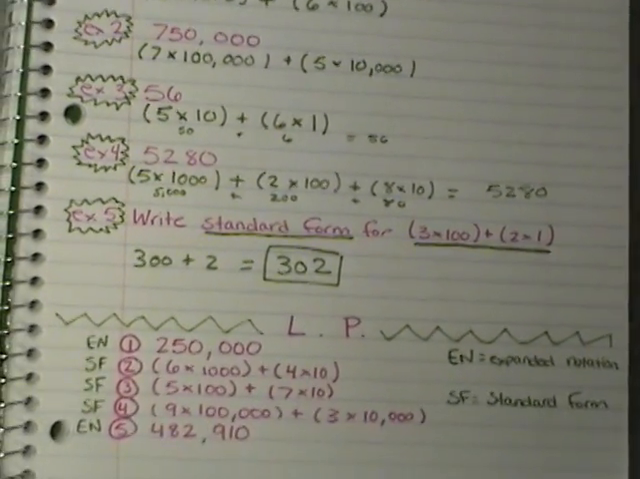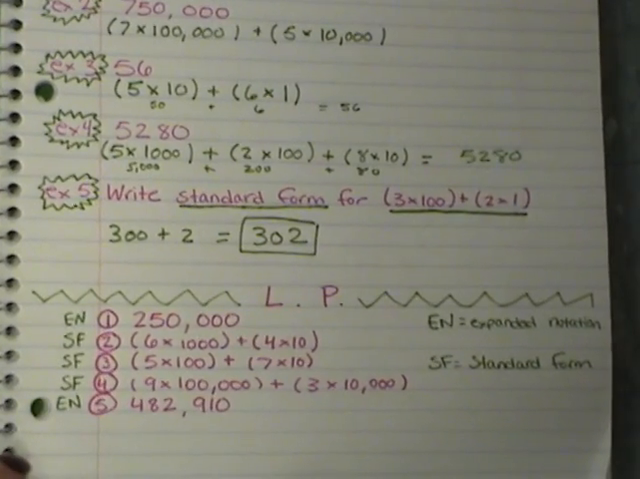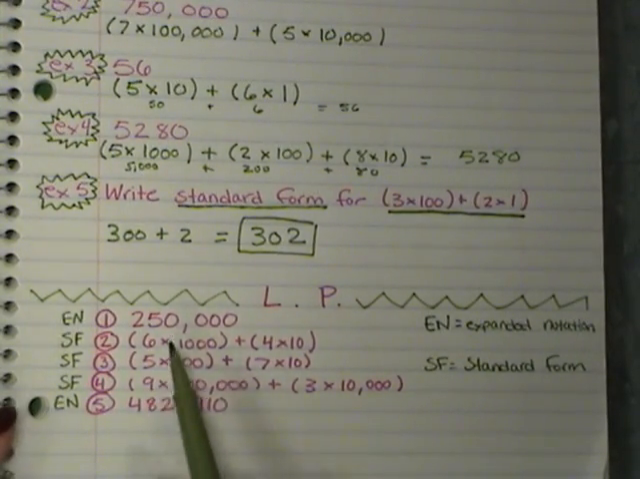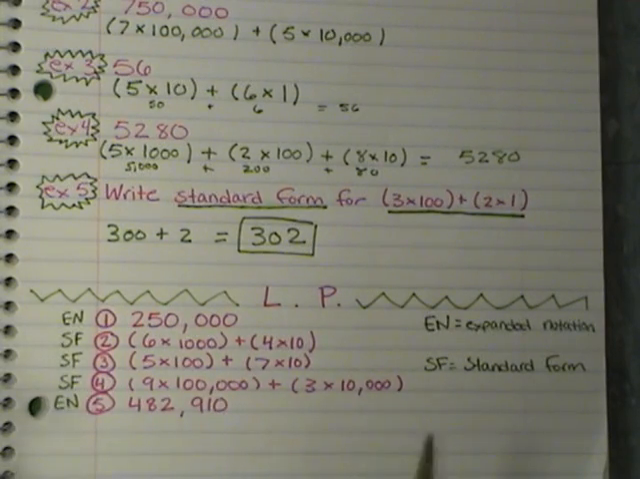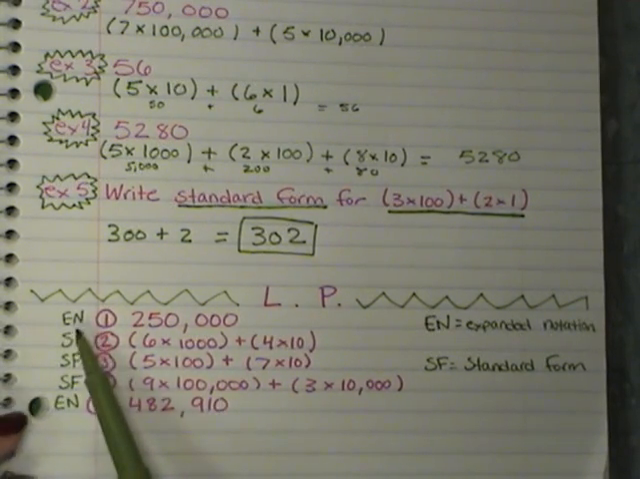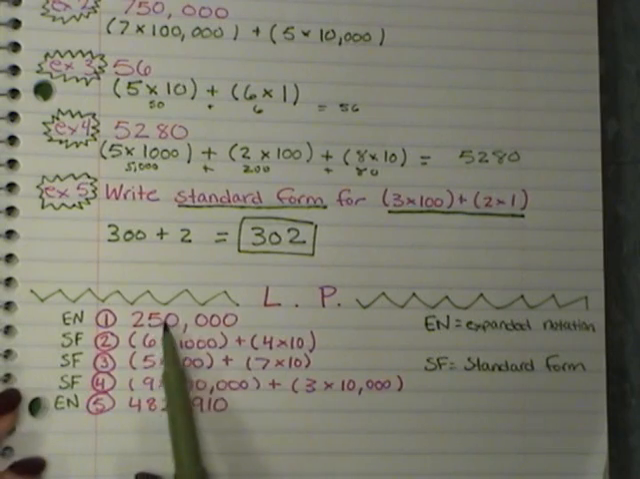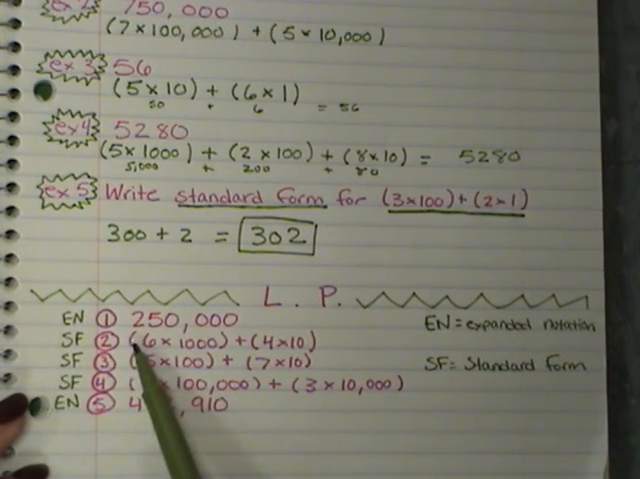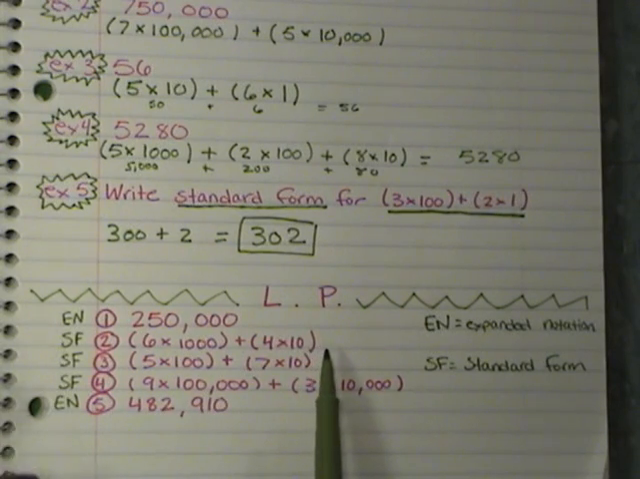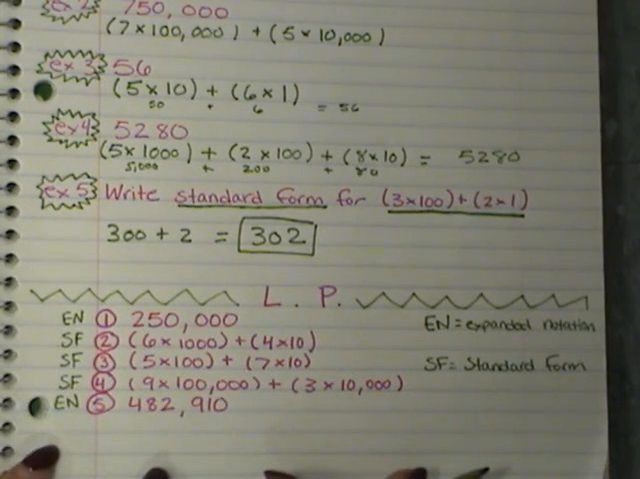Alright, in your lesson practice, you have 5 problems. Some are in standard form and some are in expanded notation. What you need to do is flip them. This one is in standard form, so I put an EN, and you need to put it in expanded form. This one is already in expanded notation, so you need to put it in standard form. And then we will check these tomorrow.